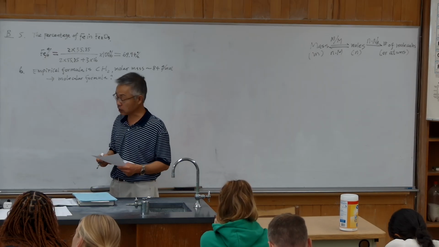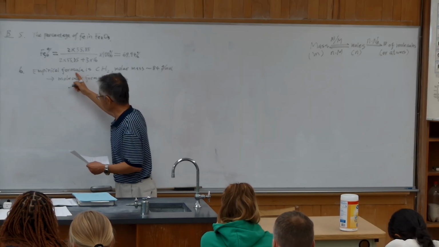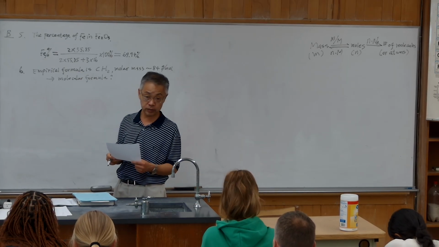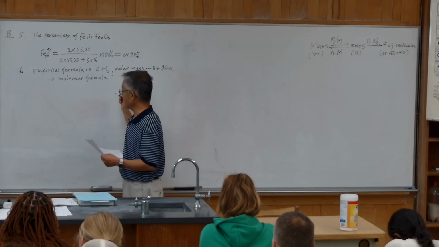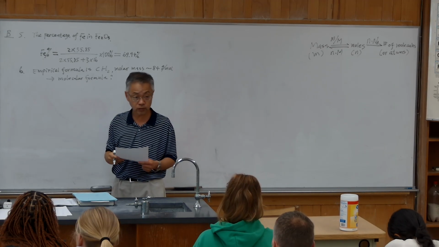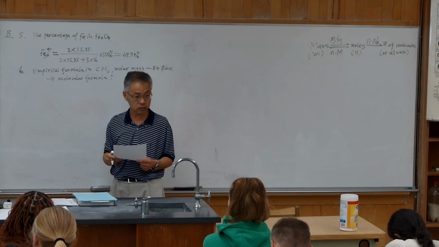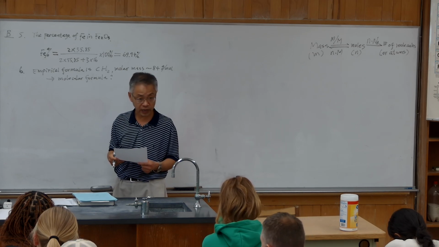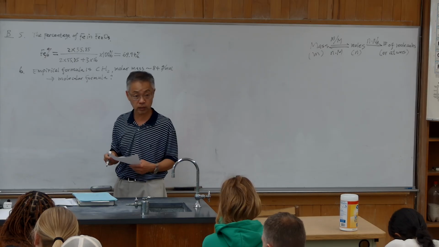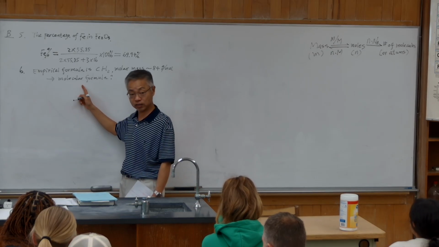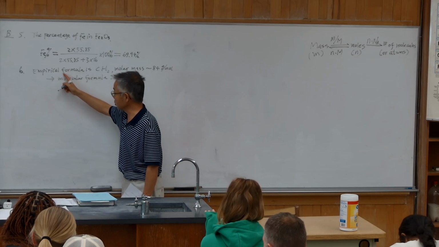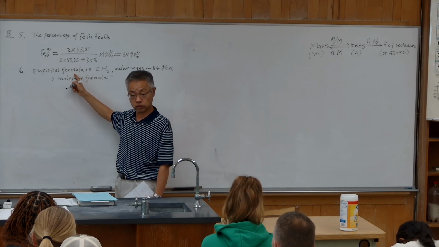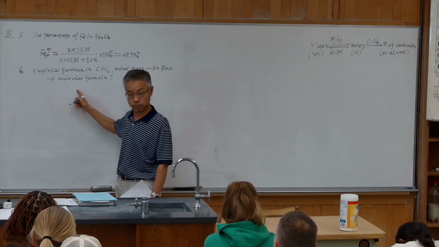So from the definition, empirical formula is the whole number ratio of atoms from each element, and molecular formula tells the exact number of atoms from each element. Their difference is actually a whole number, because to go from the exact number of atoms to the whole number ratio, you just divide by a whole number, right?